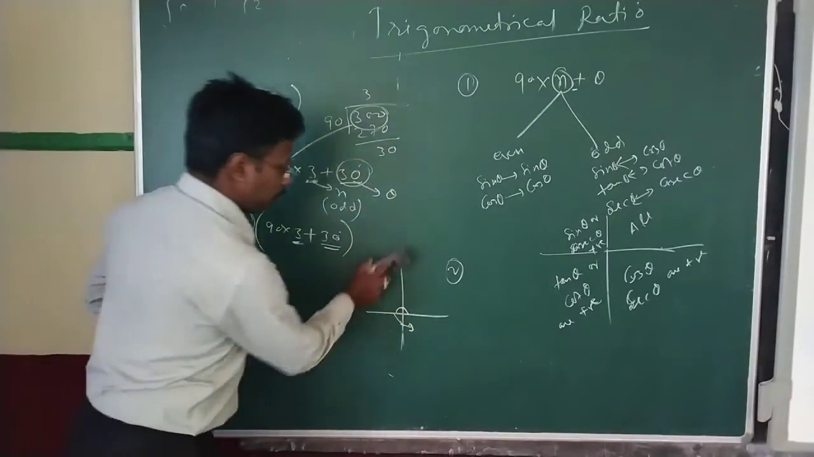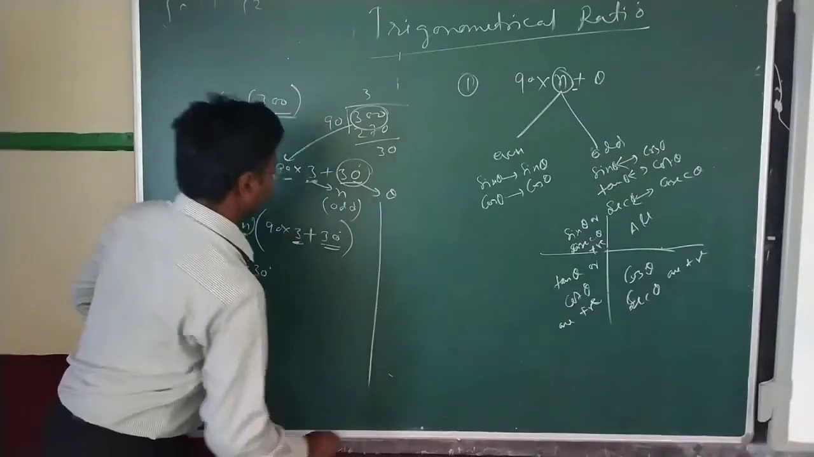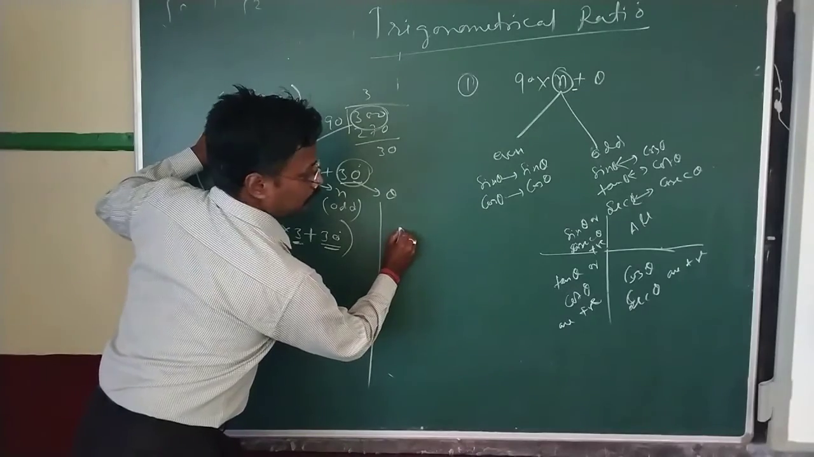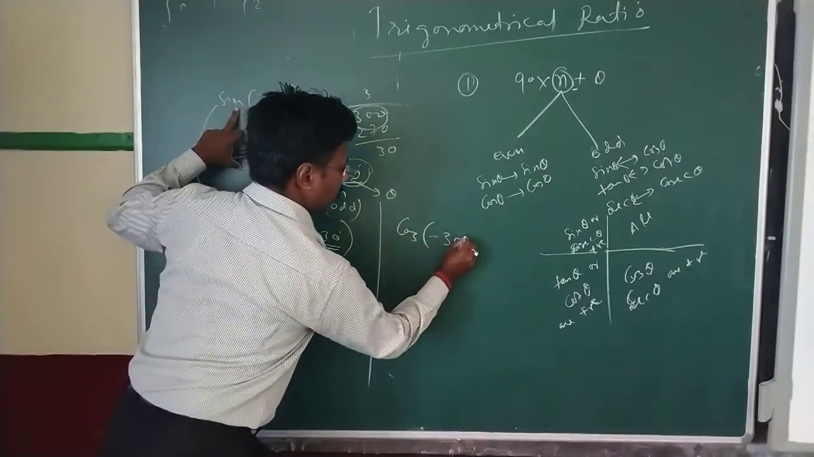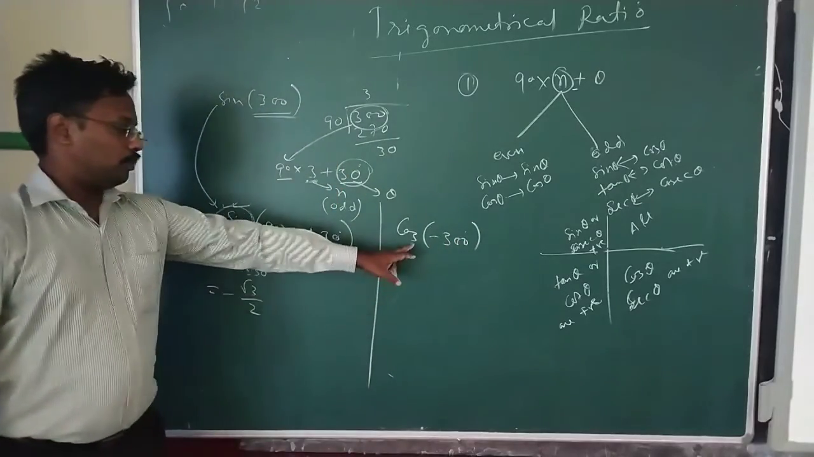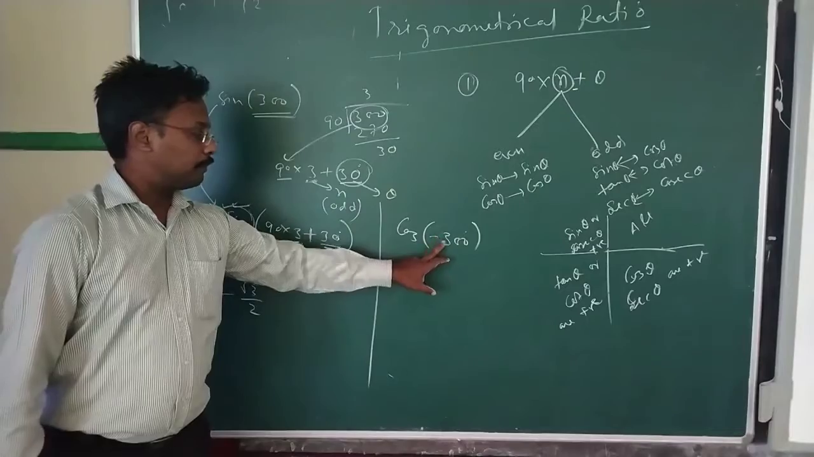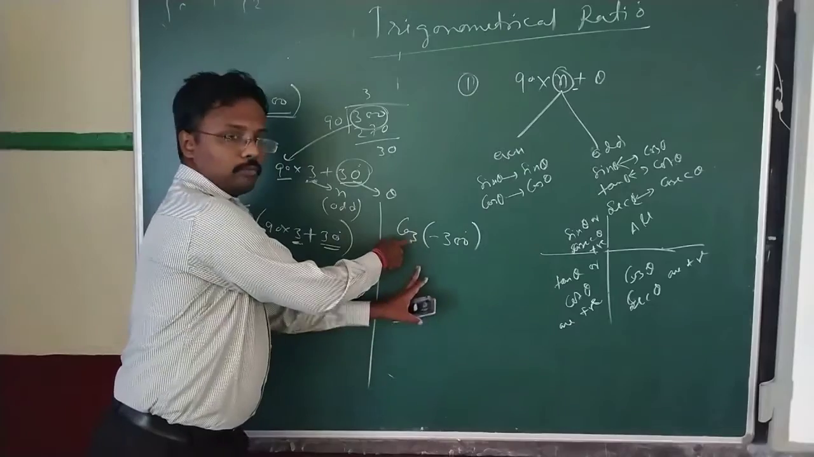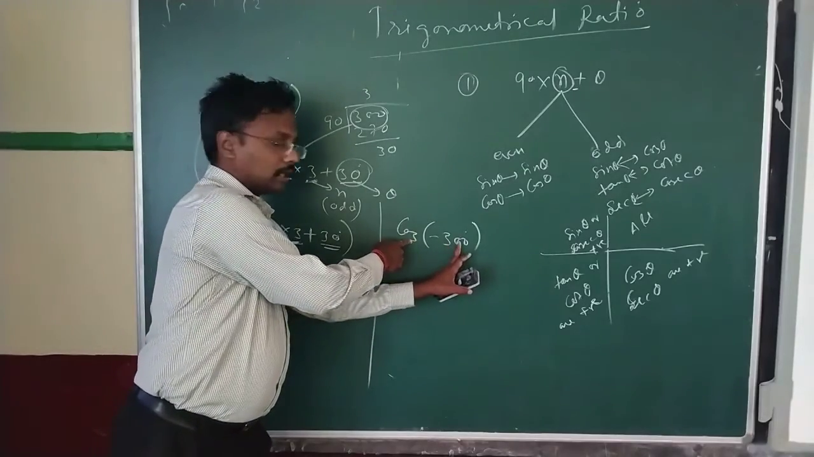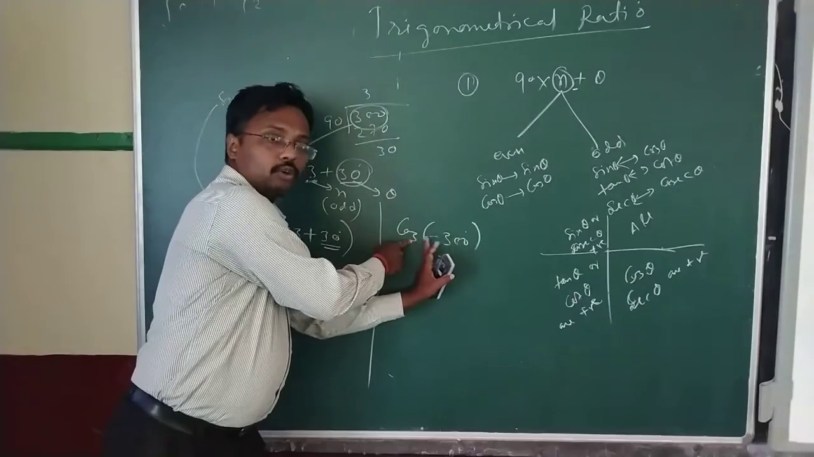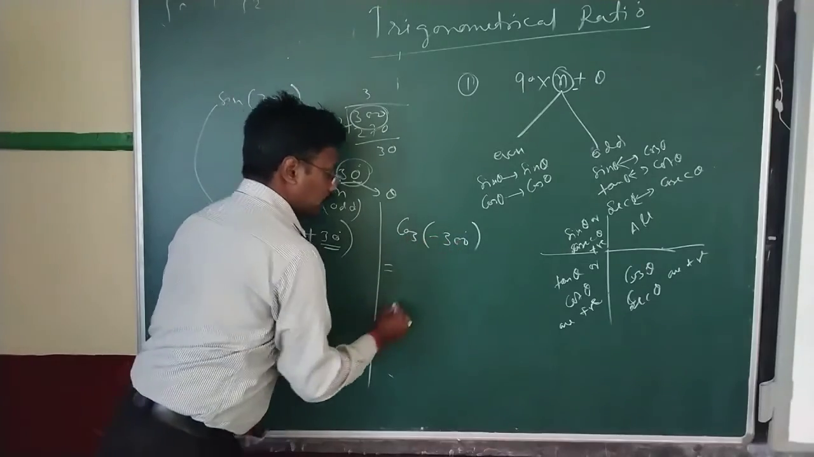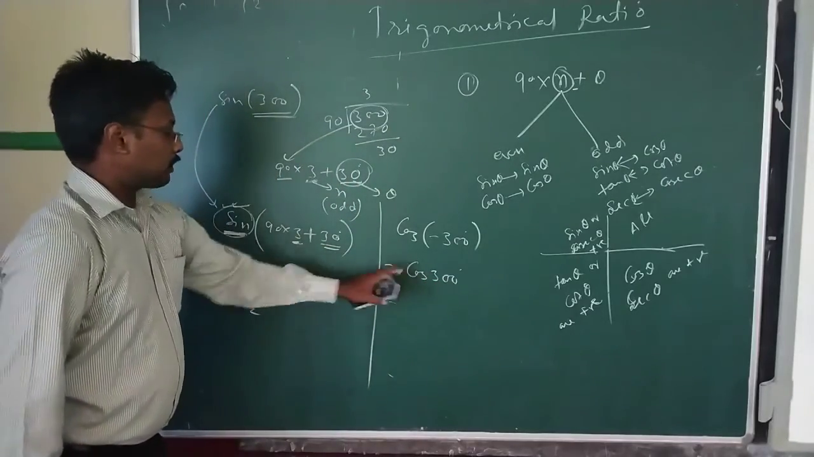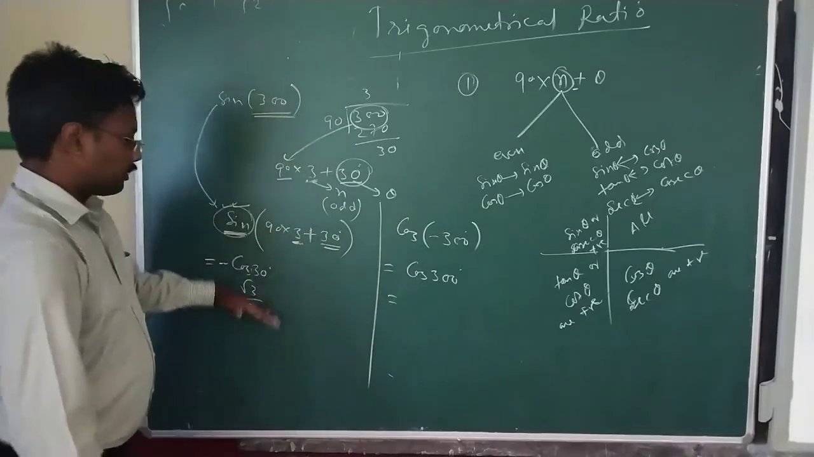Okay, let's take one more example. If question is asked with cos of minus 300 degree. So here the angle is negative. Okay? If the angle is negative, we need to make it positive, and there is a formula for this. Cos of negative theta is plus cos theta. So cos of minus 300 degree is plus cos 300 degree. Okay? Next, the method is same as this.